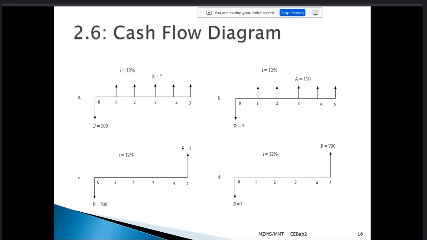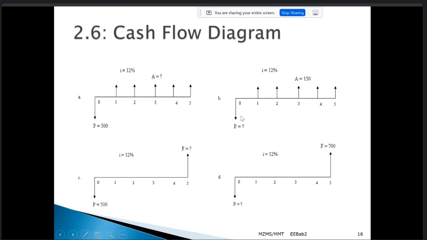So the example, okay, for P, if let's say you invest 500, how much will you get every year? So you invest 500, and every year the growth rate is 12%. So how much will you get for each year until 5 years?